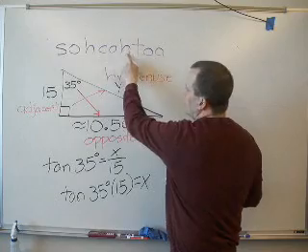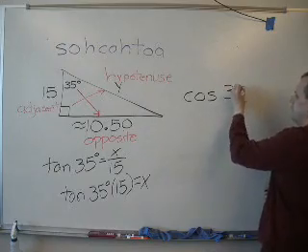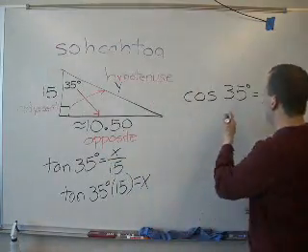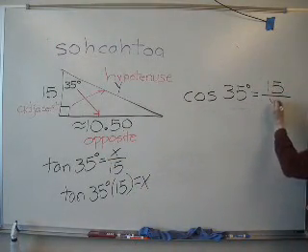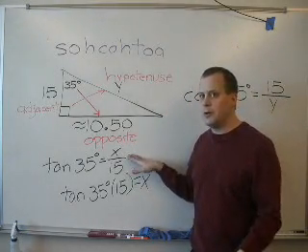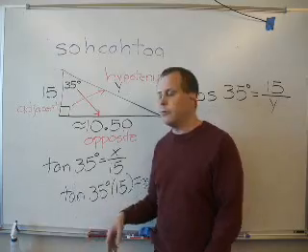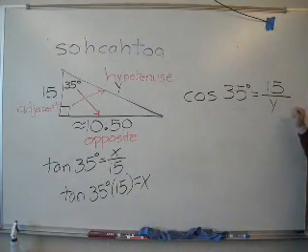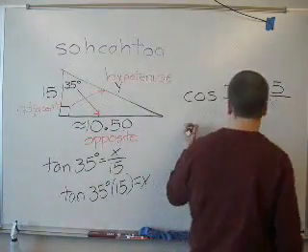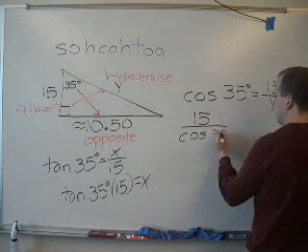Cosine is adjacent over hypotenuse. So I'm going to take my angle. So I've got cosine of 35 degrees. My adjacent is 15. My hypotenuse is unknown. Now, unlike this situation where we don't know the numerator, if I don't know the numerator, I'm going to take the denominator and multiply it by the value. Well, in this case, I don't know the denominator. So the opposite of multiplication is going to be division. Here's what I'm going to do. I'm going to take 15. I'm going to divide by cosine of 35 degrees.